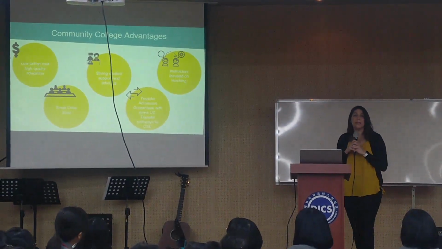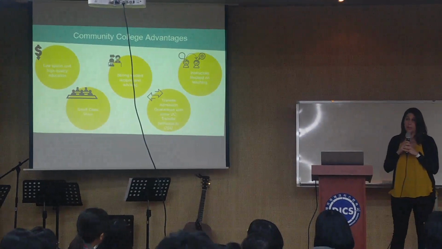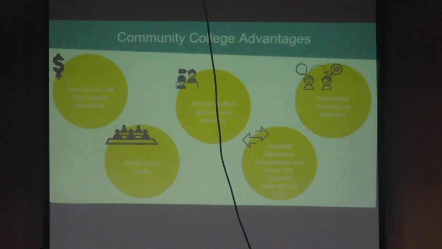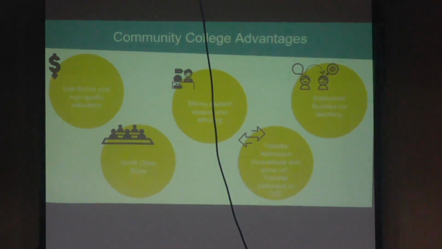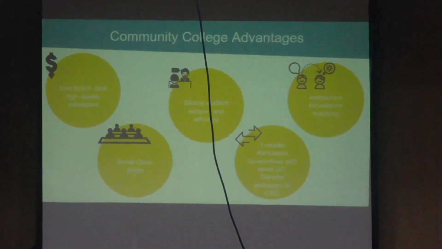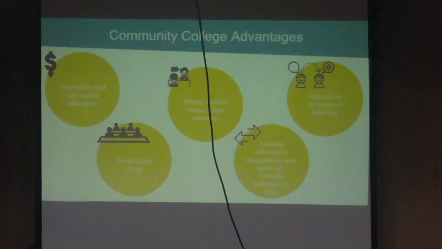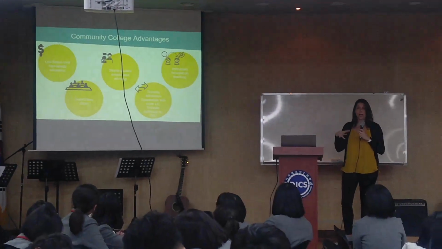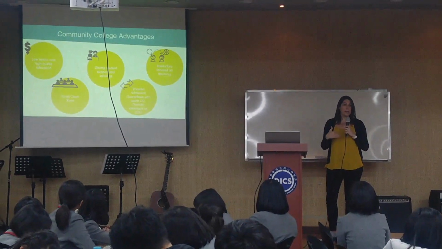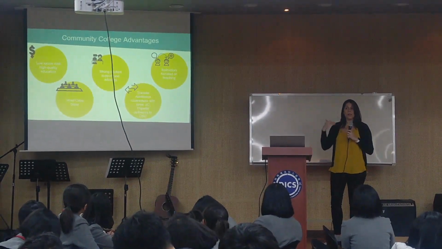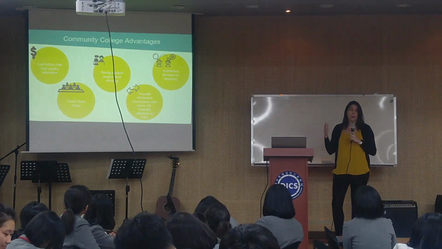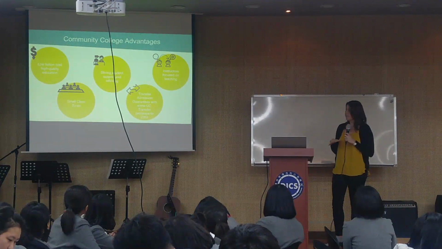And these are really the advantages of coming to community college. This is why international students choose to come to Ohlone. First, we have low tuition costs and high quality education. You're taking the same classes that you would take at a University of California school at Ohlone. It's the same curriculum for your English class, for your history class, the same exact one that you would take. But our tuition is much lower.